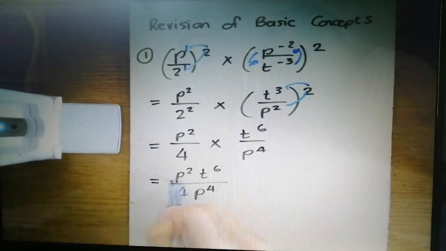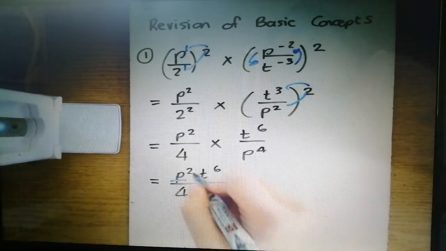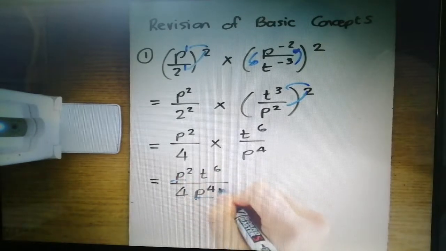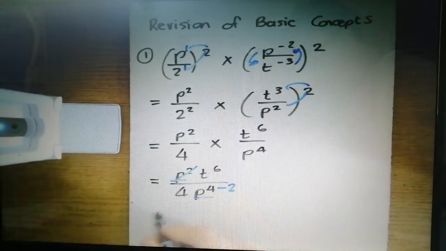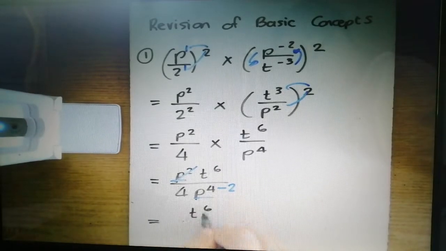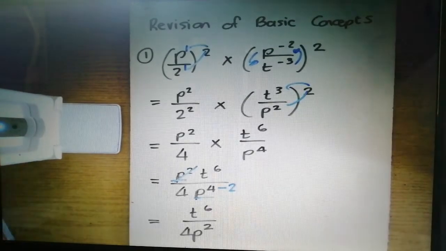What do I notice? Like bases. So I can simply move the smaller base to the bigger base. So this is a smaller exponent, so this drops down, becomes negative 2. And my final answer is t to the 6 over 4p to the power of 2. And that's my final answer there.